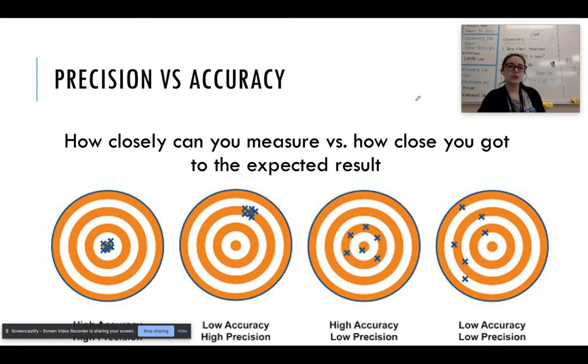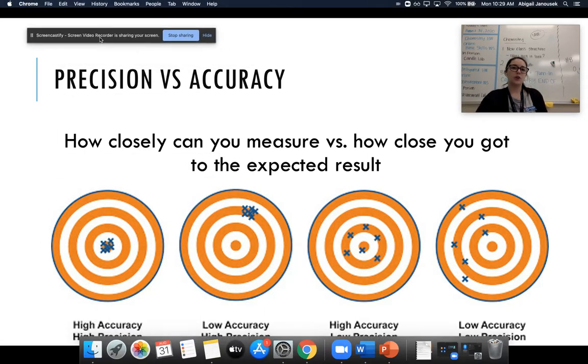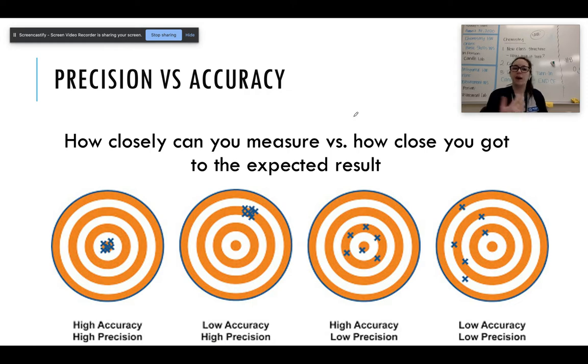All right, so precision versus accuracy. What's important to note about this is it's how closely you can measure versus how close you got the expected result. My measuring is my precision. So when I'm measuring something, I want to measure how precise I got there. Whereas accuracy is wanting to know about the expected result. And so I want to know, did I make the expected result?